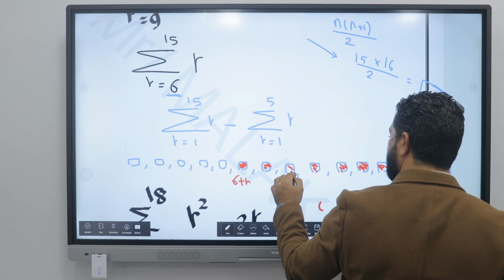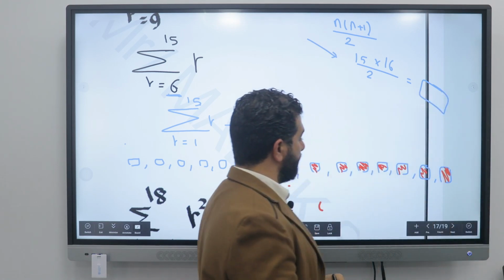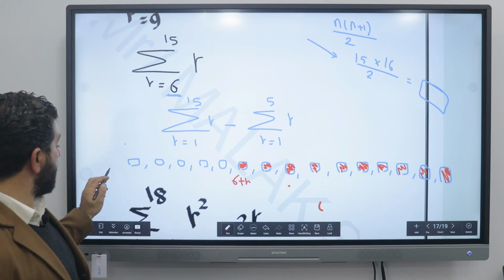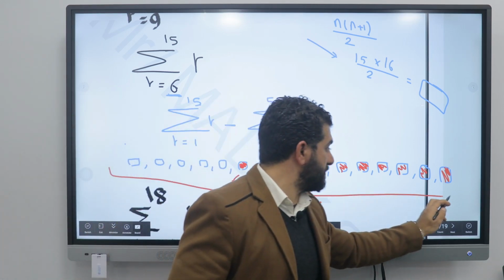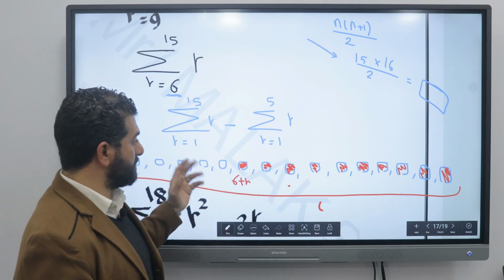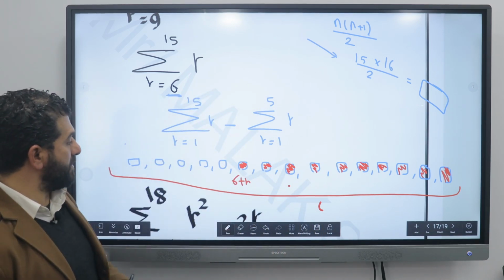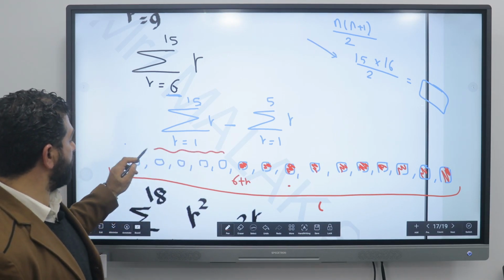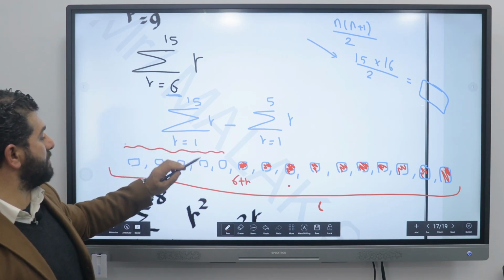أنت عايز السم من هنا لهنا. فأنت هتعمل إيه؟ What is the idea? We can think about it. We can find the sum of all terms at the very beginning, okay? Firstly, find the sum of all terms. And after that, subtract the sum of the first 5 terms, as I did here.